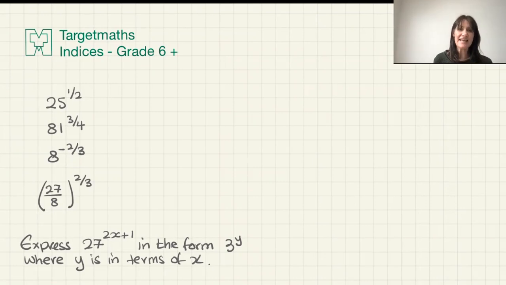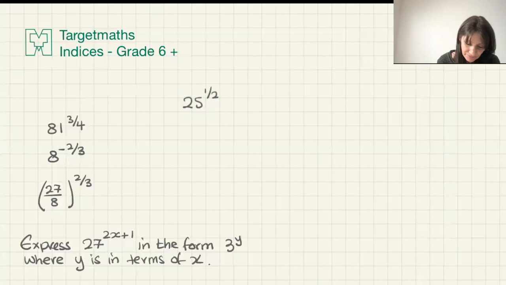We are now looking at indices in the higher GCSE. So we're looking at it at a higher level now, where we've got the fractions, combined negatives, and we've also got something that looks a little bit different here. We're going to go through these one by one and make sure we understand what each of them is asking of us. So the first question then.